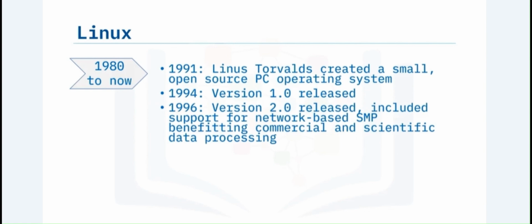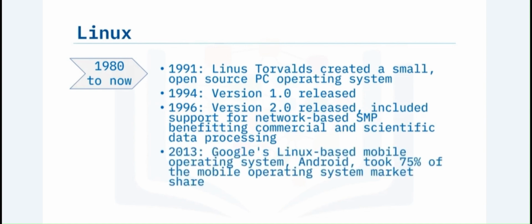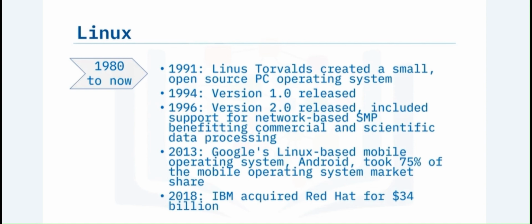Throughout the next 10 years, Linux gained market acceptance, and its distributions continued to mature. In 2013, Google's Linux-based mobile operating system, Android, took 75% of the market share. When evaluating the value of Linux, consider that in 2018, IBM acquired Red Hat for $34 billion US.